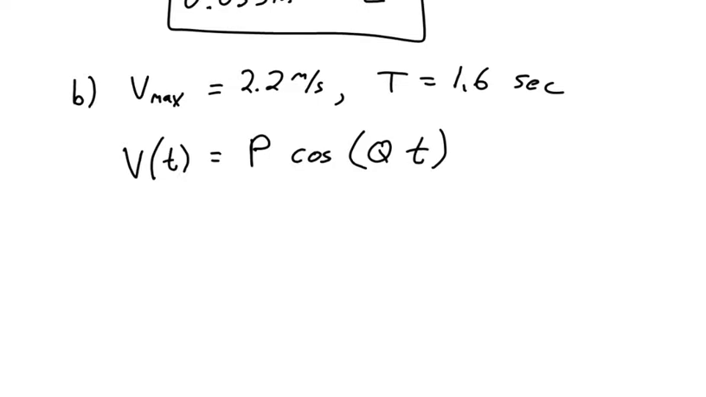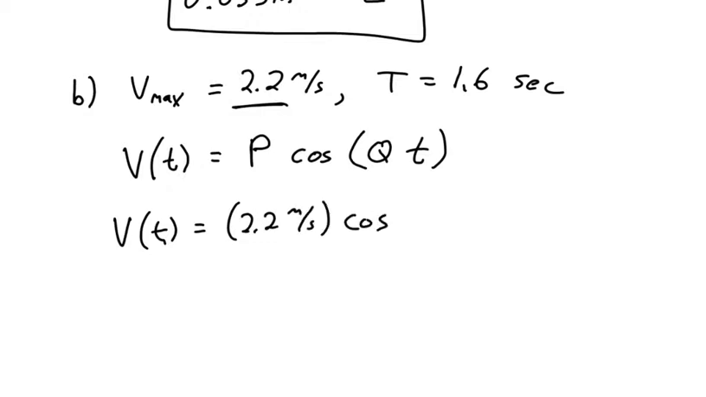Now P is the constant that's going to be multiplied by cosine to make it so that our velocity value has the correct maximum value. Cosine by itself has a maximum value of 1, so if I want to have a maximum value instead of 2.2, I need P to be 2.2 meters per second. So velocity as a function of time then, I know is going to be 2.2 meters per second times the cosine of qt.